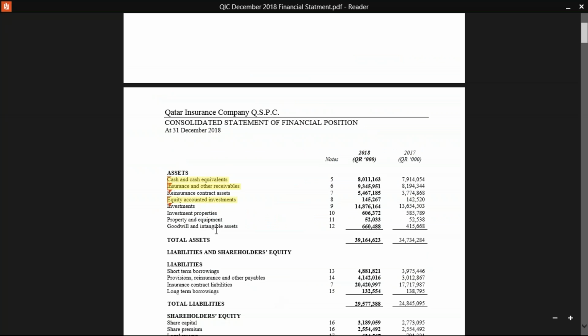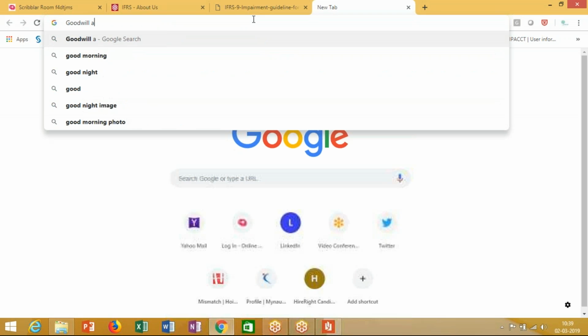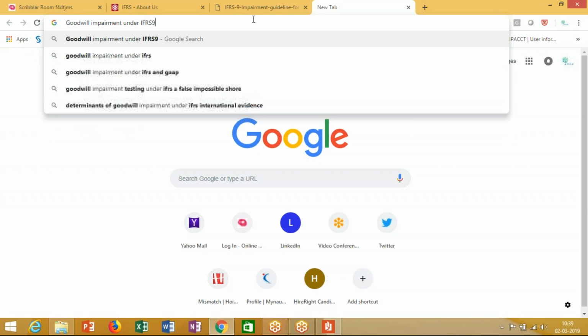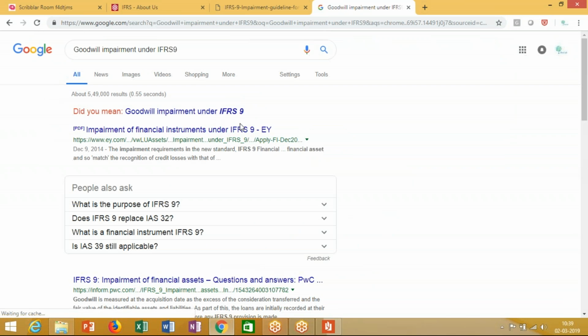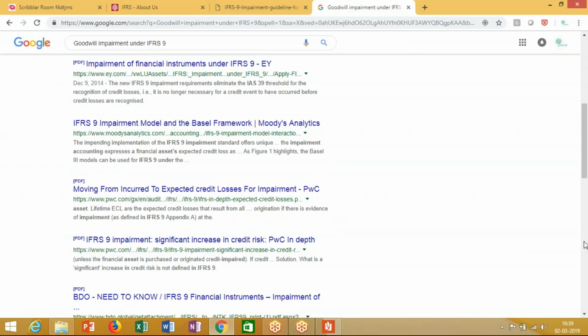So now, I'll just do this check once. Goodwill and intangible assets. Okay, fine.